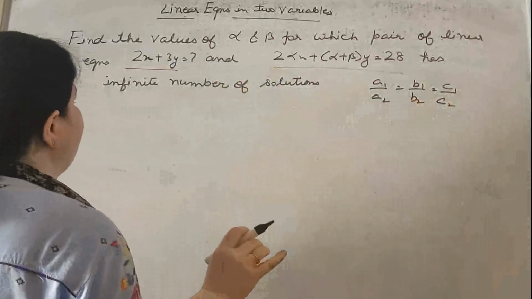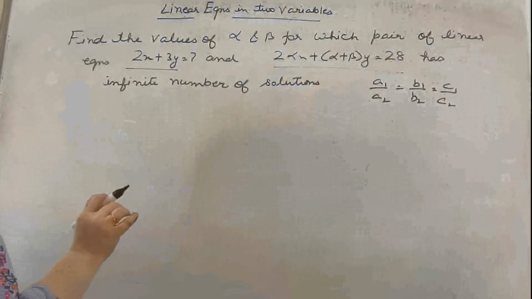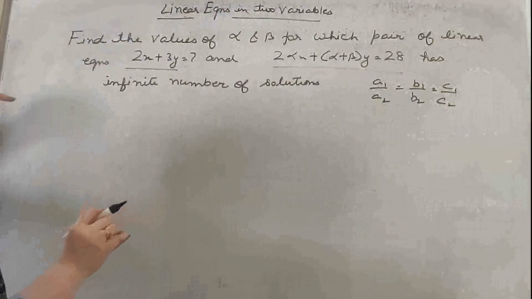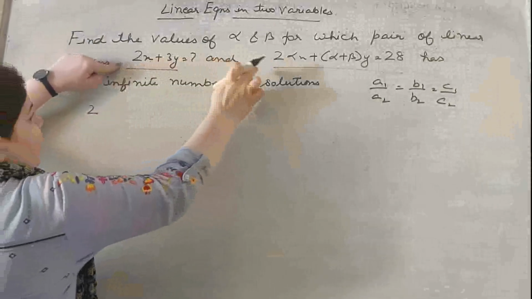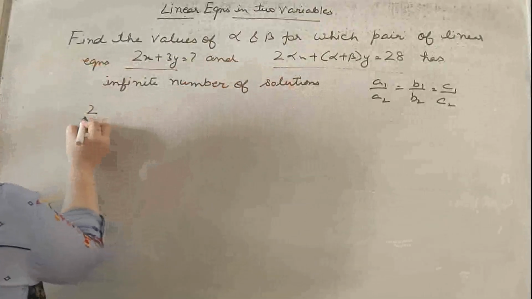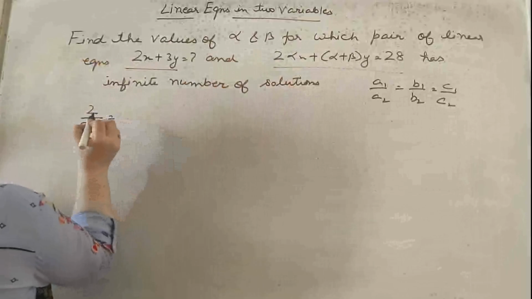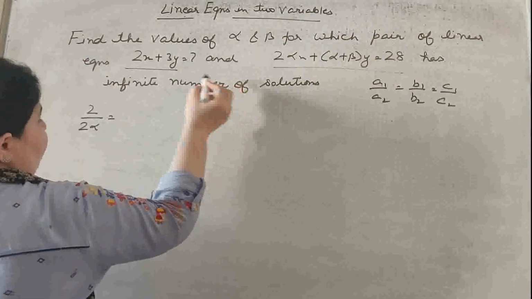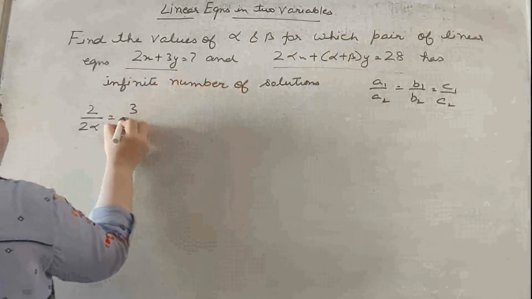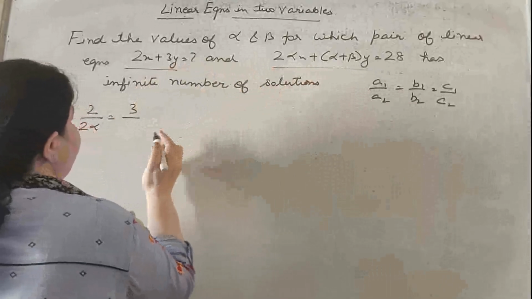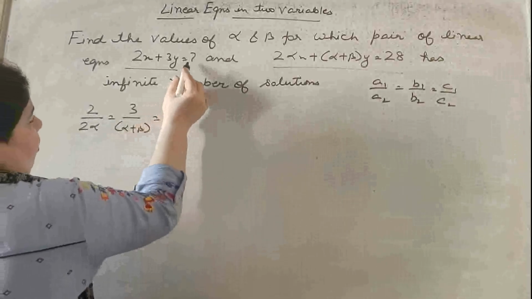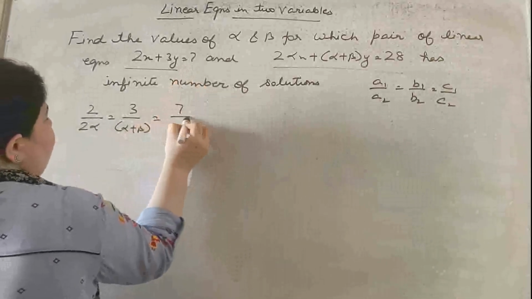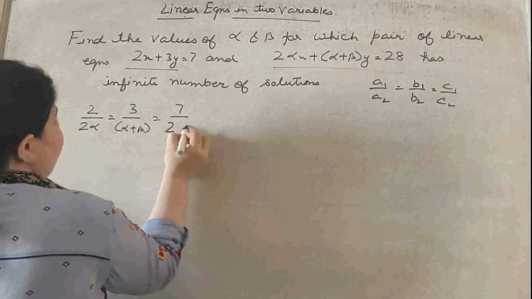यहाँ पर हम conditions form कर लेते हैं. Conditions मेरे पास कैसे बनेंगी? a1 over a2. a1 मेरे पास क्या है? Coefficient of x in the first equation. Now coefficient of x in the second equation is 2 alpha. Is equal to coefficient of y in the first equation, that is 3, over coefficient of y in the second equation, alpha plus beta. Is equal to constant term in the first equation, 7, over constant term in the second equation, 28.